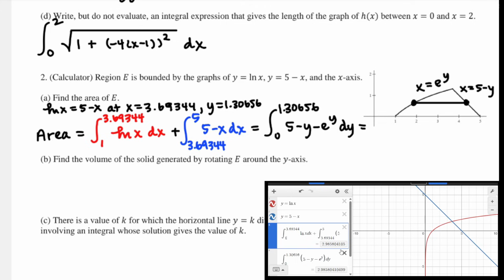Definitely easier to do it with respect to y, if you've got a calculator and you've got that experience. But if you want to split it up into two areas and do it with respect to x, because that looks more logical to you, then it's totally what you should do. So 2.986.